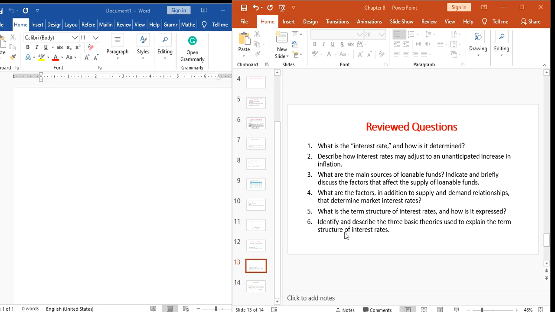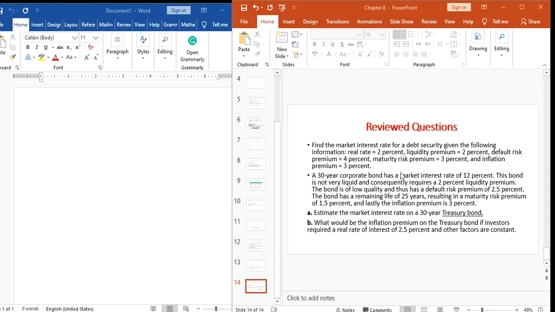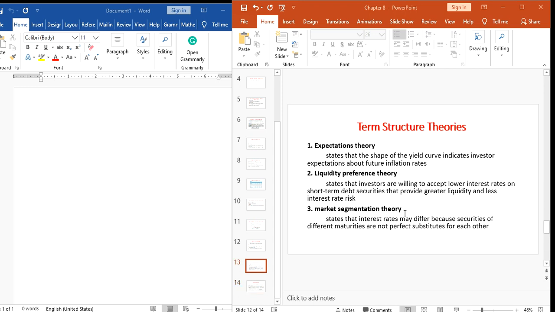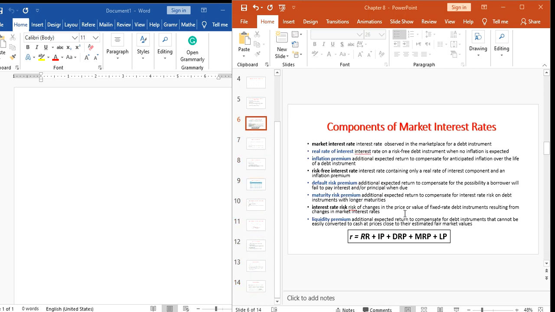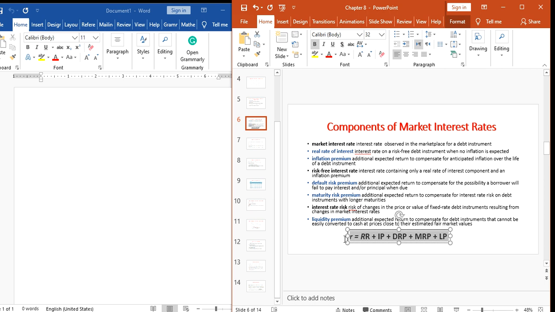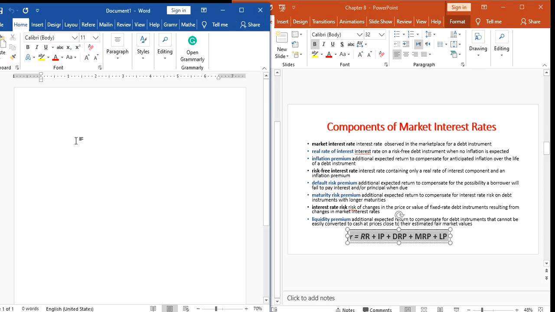Okay, so the questions are very straightforward. You can find the answer reviewing the video or the slides. About the problem here, I'll start to solve this. Find the market interest rate for a debt security given the following information. In this chapter we have basically only one formula to use. Whatever is given, you'll solve it by this formula. I'm copying it here.